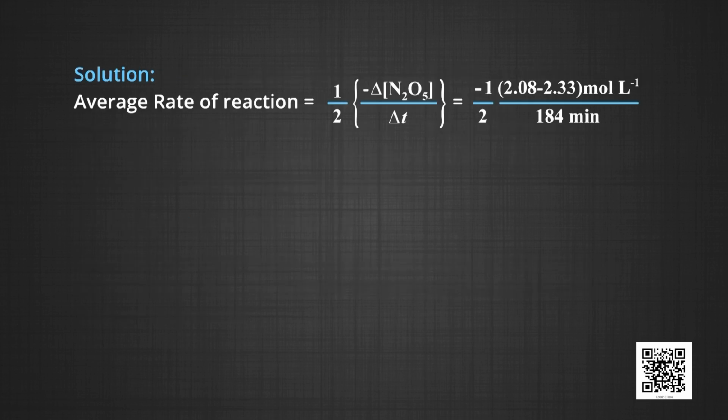Now the solution. The average rate of reaction equals half times minus delta molar concentration of N2O5 divided by delta T.